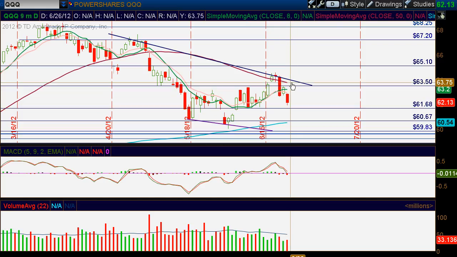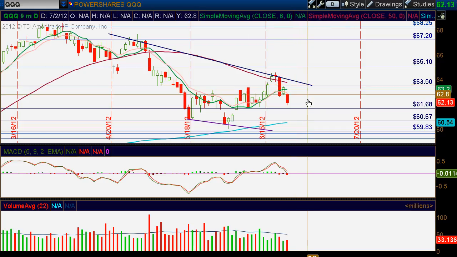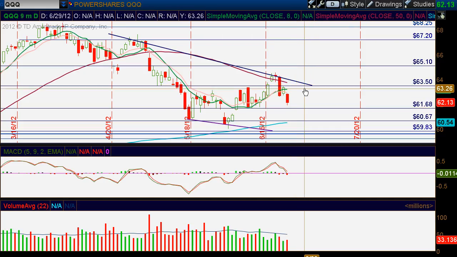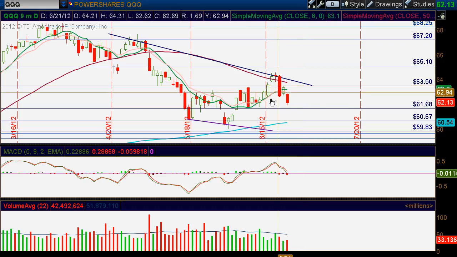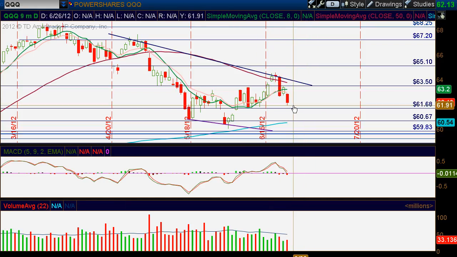And then also this upper area of resistance right here, the 63.50 mark, which you can see right here. So that is another area that I want you to pay close attention to and put a trend line on your chart to make sure that you see it if we ever get closer and closer to it. So those are the two areas: support down here at 61.68, and then resistance at 63.50. Those two are very important for you to pay close attention to tomorrow and the rest of this week.